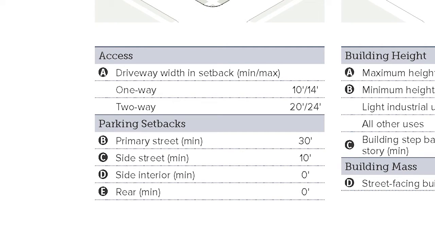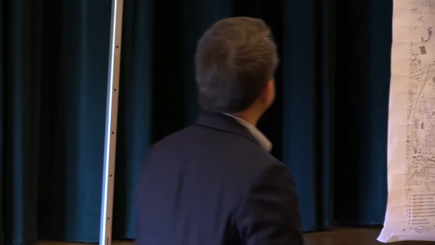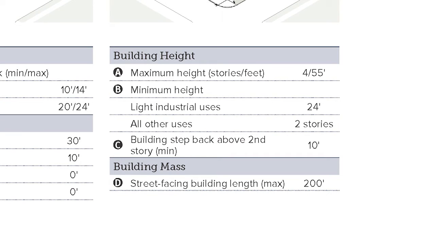On the side street, on the other hand, that's not as important as the primary street. The parking setback's only 10 feet. So there would be a landscaped piece 10 feet wide as you went up the side of the building where the parking lot was. The final piece here is building height. In this case, maximum height, 4 stories, 55 feet.